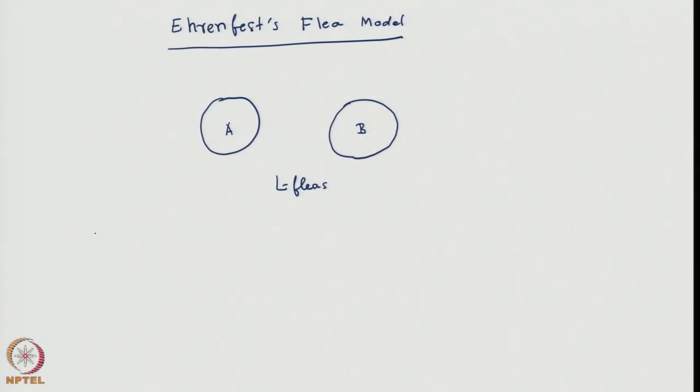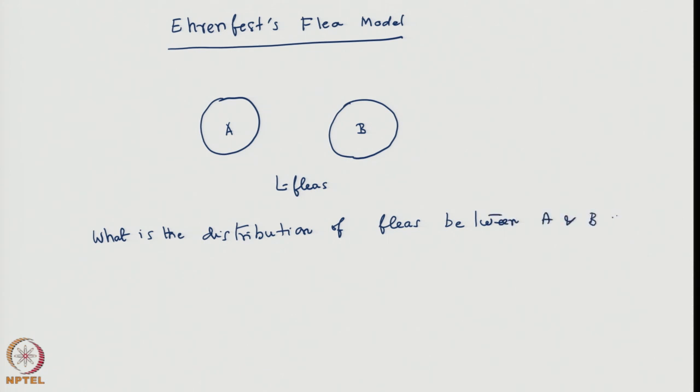So, to proceed further on this, first we have to postulate transition probabilities. So, the question is, what is the partitioning? What is the distribution of fleas between A and B? That is the kind of question we are asking. So, we have to postulate transition probabilities.